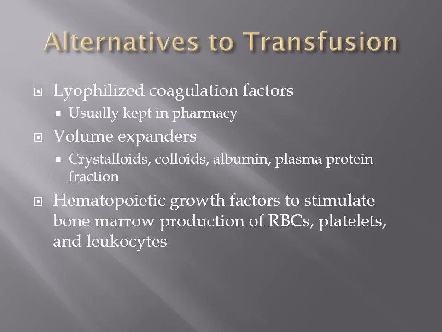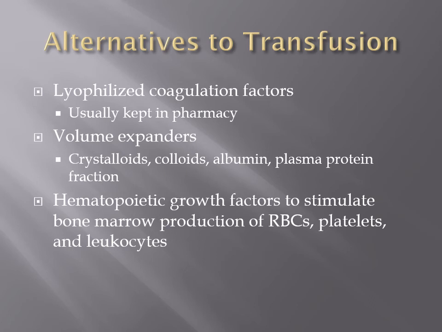You also have alternatives to transfusion. We know that the blood supply is a limited amount, dependent upon the donors. And some places like to do anything they can before the person becomes transfusion dependent, because a lot of times it may be the last line of defense, what's keeping them alive. So we can use lyophilized coagulation factors, which are usually kept in the pharmacy. We can use volume expanders such as crystalloids, colloids, albumin, or plasma protein fractions. You can also give hematopoietic growth factors to stimulate bone marrow production of RBCs, platelets, and leukocytes.